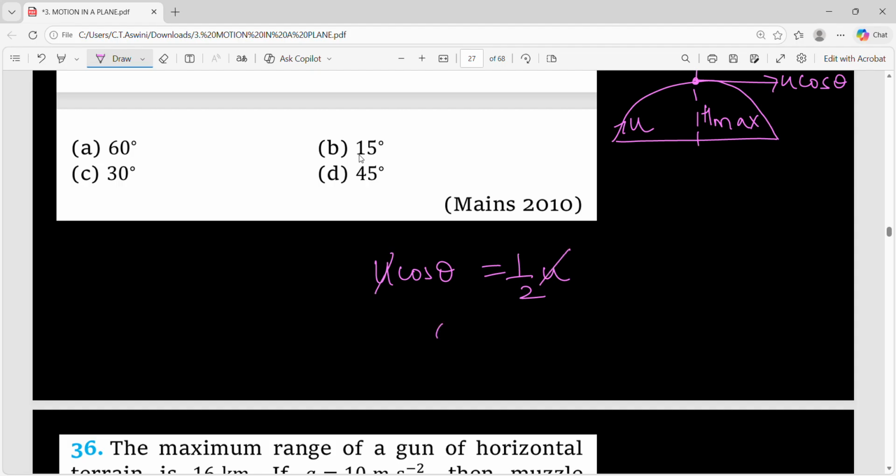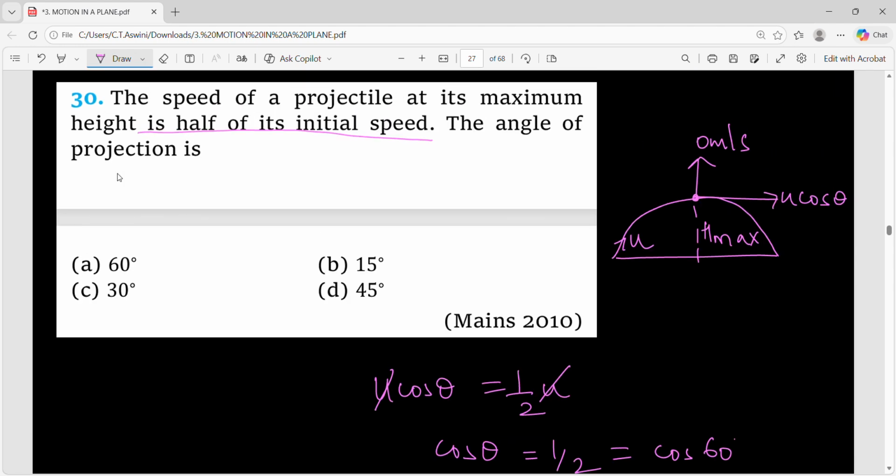So you cancel. You'll get cos theta is equal to 1 by 2. How can we write this 1 by 2? Is it cos 30 or cos 60? Cos 60. So theta is how much? 60 degrees. Answer is option A. Very simple.